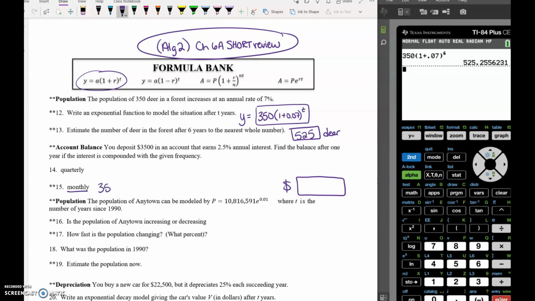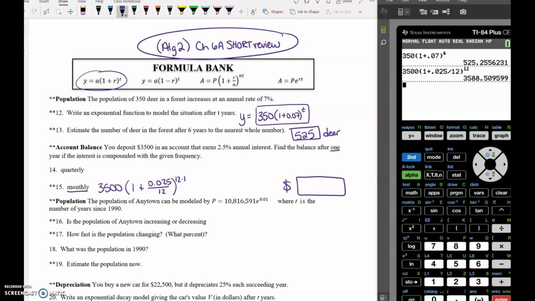It's 3,500, 1 plus. The rate is 2.5, so that's 0.025. Compounded monthly means we divide by 12. 12 times, it says 1 year. I hate it when it says 1 year. That seems silly. So we type that in, 3,500, 1 plus 0.025 divided by 12. Close our parentheses, raised to the 12 times 1.